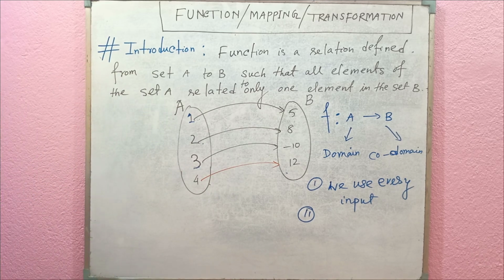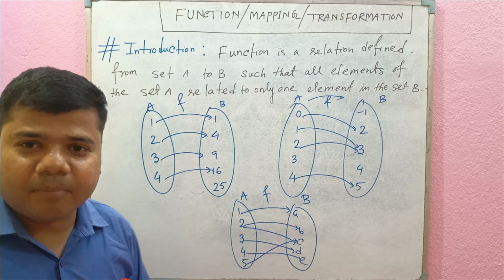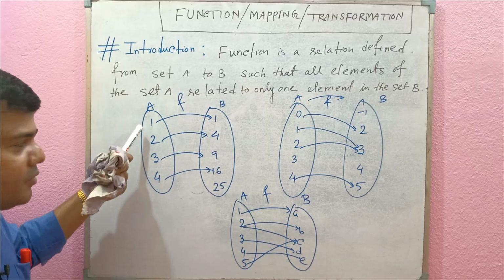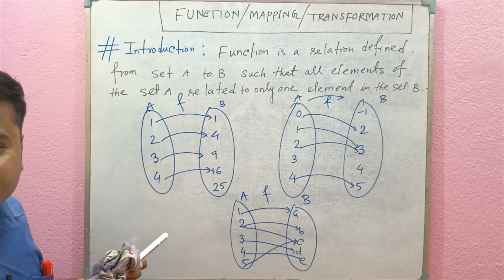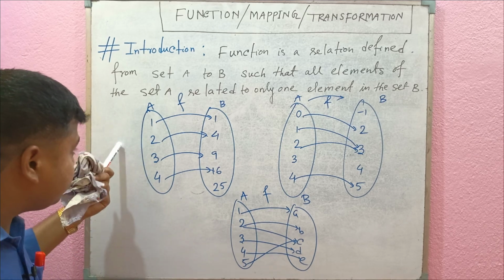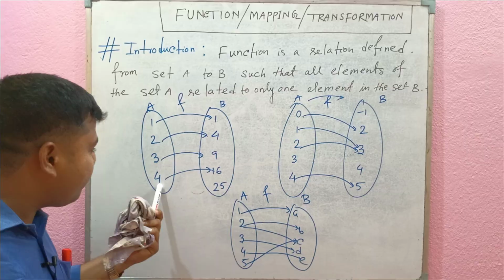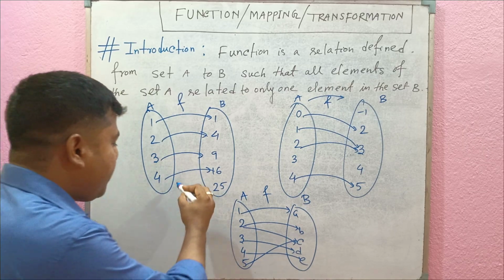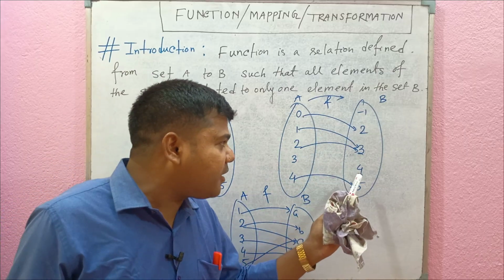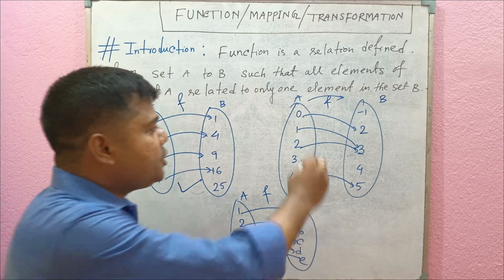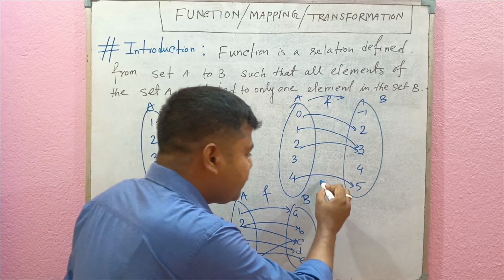Next, we'll discuss many functions with examples. Okay. Now, you will see this example. Here, set A contains the elements 1, 2, 3, 4, and set B contains 1, 4, 9, 16, 25. Is this a function? Yes or no? Here, we can see that each element of A is assigned to an element of set B. 1 is assigned to 1, 2 is assigned to 4, 3 is assigned to 9, and 4 is assigned to 16. Okay. So, this is a function. In the next one, we see that the element 3 is not assigned to any element in set B. 0 is assigned to 2, 1 has image 3, 2 has image 3, but 3 has no image. Okay. So, this is not a function.